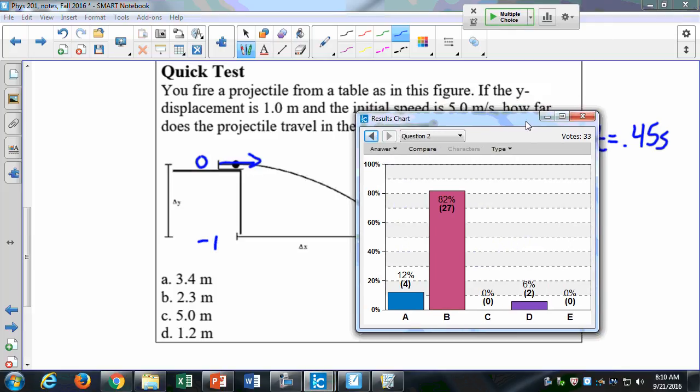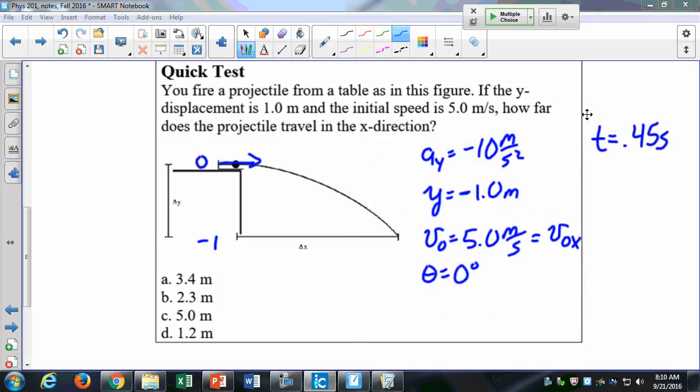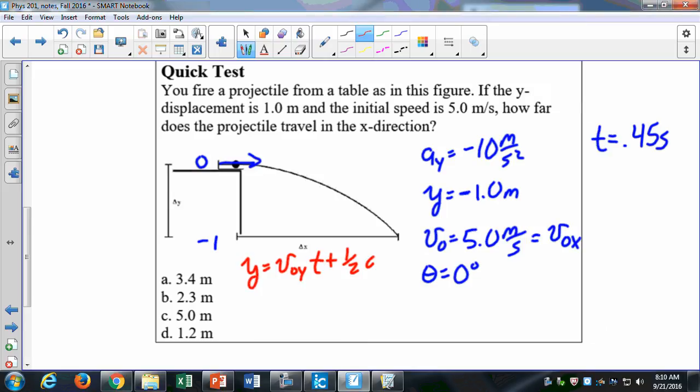Okay, good. I'm pretty sure that B is right. So first I find my y. I say y is v naught y times t plus 1/2 a t squared. This is easy because v naught y is 0, so I get rid of this whole term. That means I don't have to use the quadratic to solve this. y is -1 because, as we said, it starts at 0 and it goes down. 1/2 of a is -5. Half of -10 is -5 times t squared.